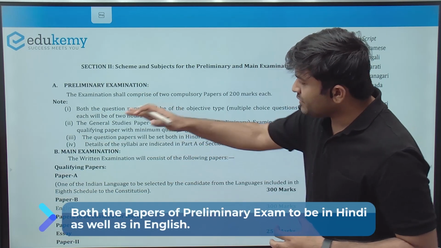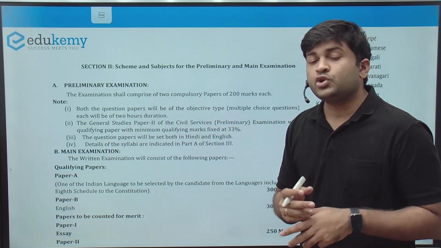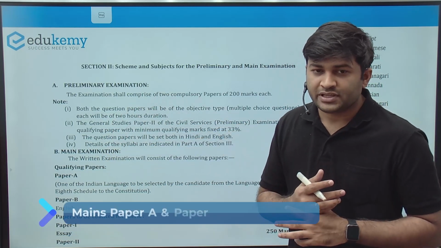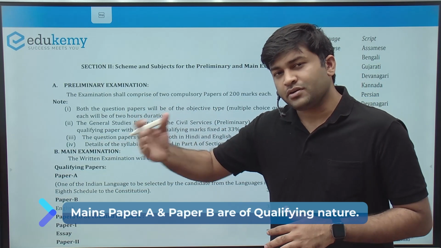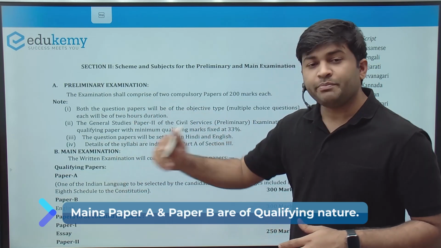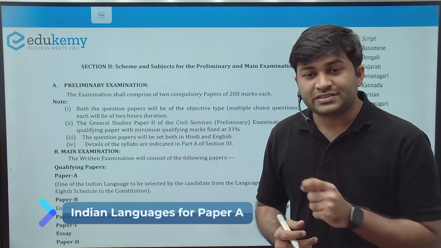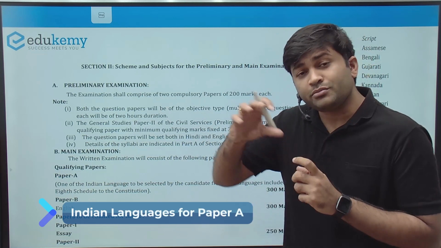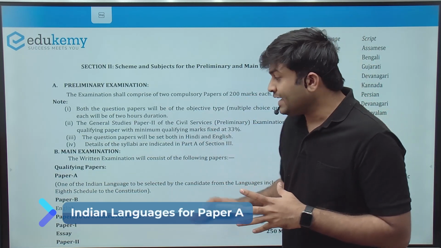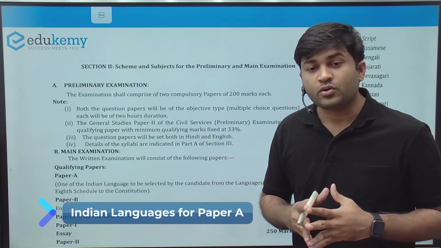Now, coming to the main examination, you have 2 qualifying papers, that is Paper A and Paper B. In Paper A, one of the Indian languages is to be selected by the candidates from the languages which are given in the 8th Schedule of the Indian Constitution.